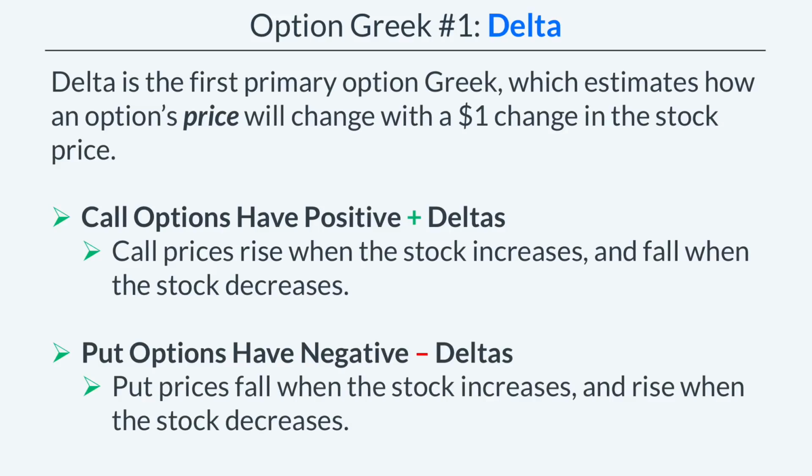On the other hand, put options give you the right to sell shares of stock at the put option strike price if you purchase that put option, and therefore put prices fall when the stock price increases and put prices rise when the stock price decreases. Because of that, put options have negative delta values, which basically explains that exact relationship. So, a put option has a negative delta value, and that means that if the stock price increases, the put option is expected to lose value, and if the stock price decreases, the put option is expected to gain value.